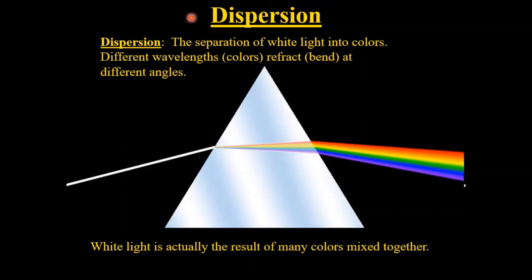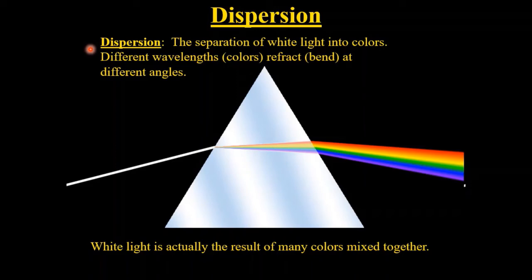Another property of light is called dispersion. Dispersion was discovered by Isaac Newton, who, in addition to his work in the laws of motion that we studied earlier, and also, of course, his universal law of gravitation, was also fascinated by light and came up with several laws of optics as well. So dispersion is the separation of white light into colors.